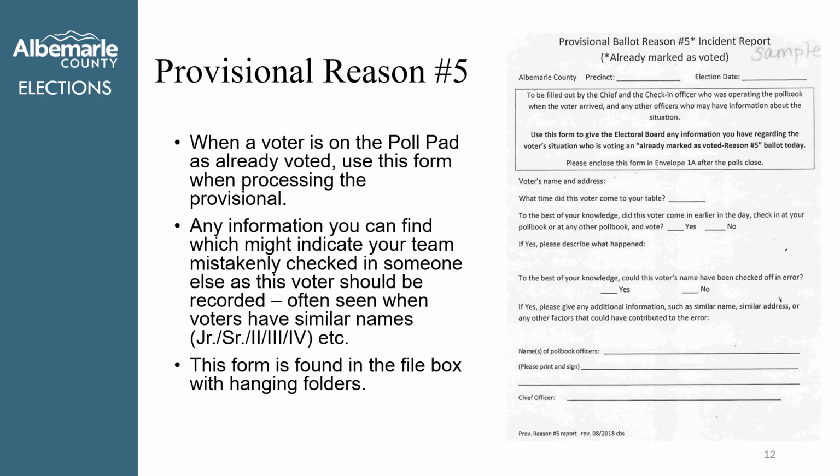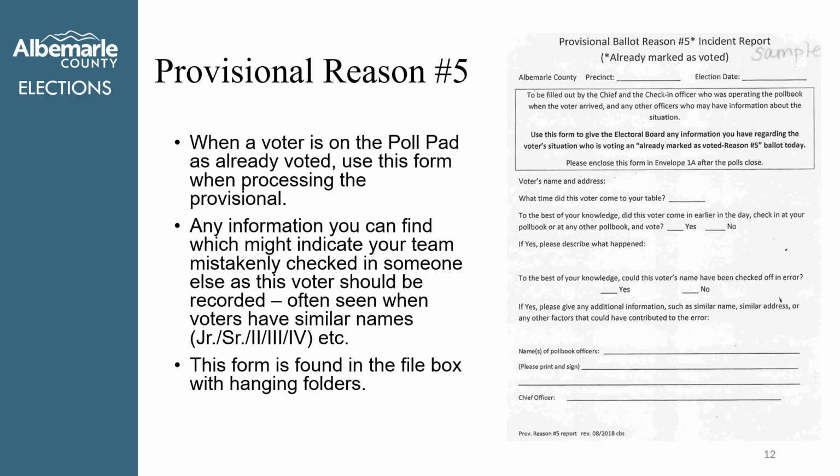In the file box, which has hanging folders and lots of other form pads in it, you'll find the Provisional Reason Number 5 form. When a voter is on the poll pad as already having voted, you use this form when processing the provisional. So for Provisional Reason Number 5, you'll do a regular provisional envelope, and you'll have the voter vote provisionally. But in addition to that, you will also fill in this form.